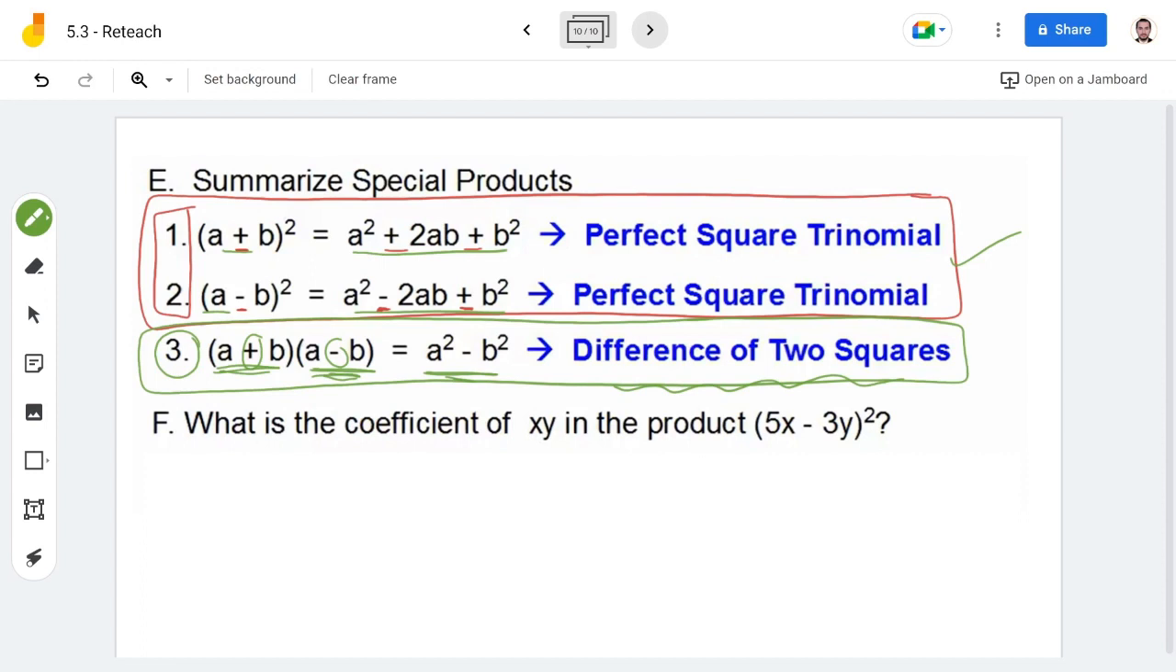Now, if you look at the question here: what is the coefficient of xy in the product of this? We know the coefficient is the number beside the variables, which means 5 and 3. But here the 3 has a negative sign, so we need to take negative 3 with the 5, and don't forget the number 2. So we can say 2 times A times B, which is 2 times 5 times negative 3. So my answer is negative 30.